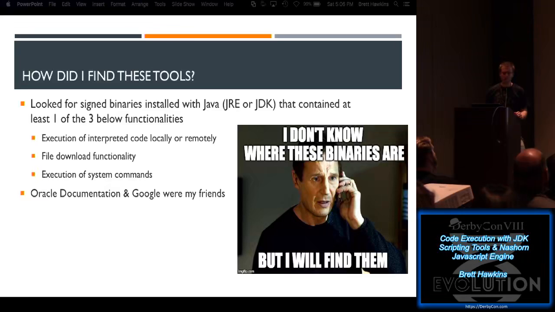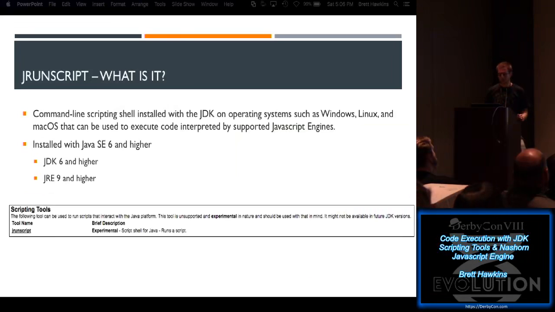So the first tool I found when I was going through is called JRunScript. JRunScript is just a command line scripting shell installed with Java, and it can be used to execute code interpreted by supported JavaScript engines. It was installed starting with JDK 6 and higher, and starting with Java 9 it actually comes with the Java runtime environment, so you don't have to have the Java Development Kit. Even with just JRE 9 it's going to be installed. And this snippet down here is from Oracle's documentation. It's been listed as experimental since Java 6, but it's still sticking around, so it's fine with me.